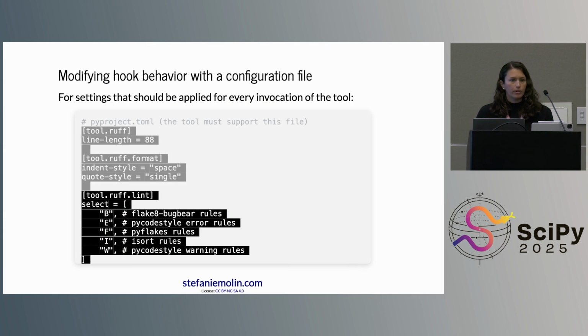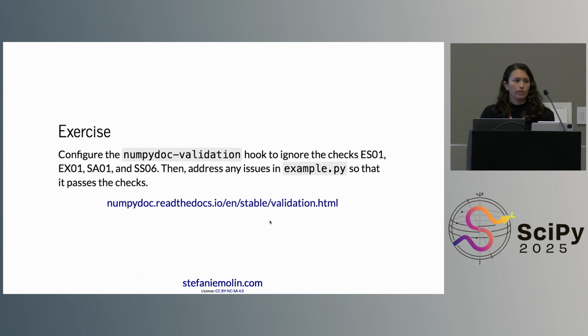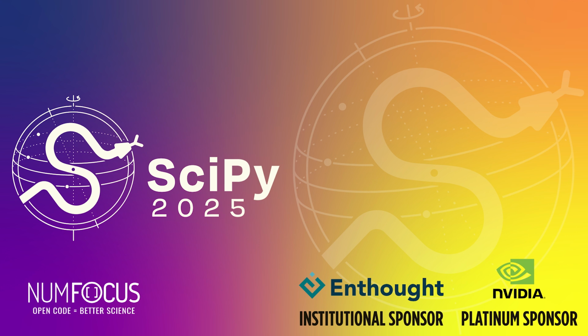And so now we're going to do the same type of thing, but for the NumPy doc validation to ignore those specific checks that we don't want to prevent the commits from happening. So I've listed out the ones to ignore. So you want to do ES01. You want to do EX01, which is the examples section. This is the see also section. And we also want to ignore this one. And you can see how to do that on that page in the documentation.